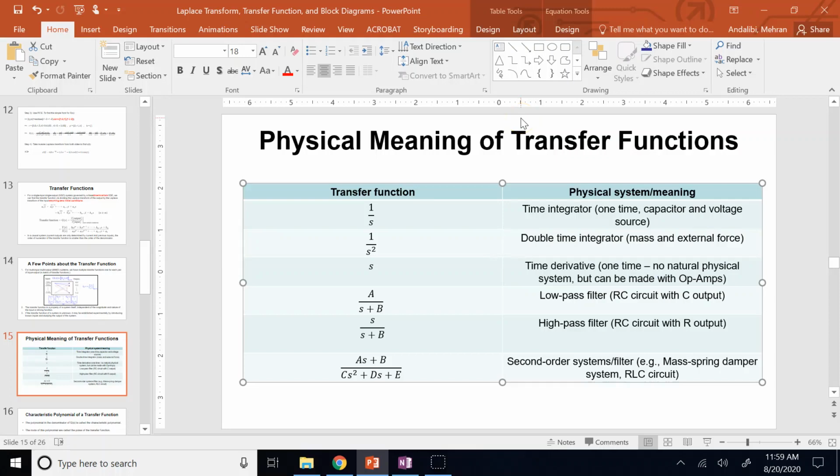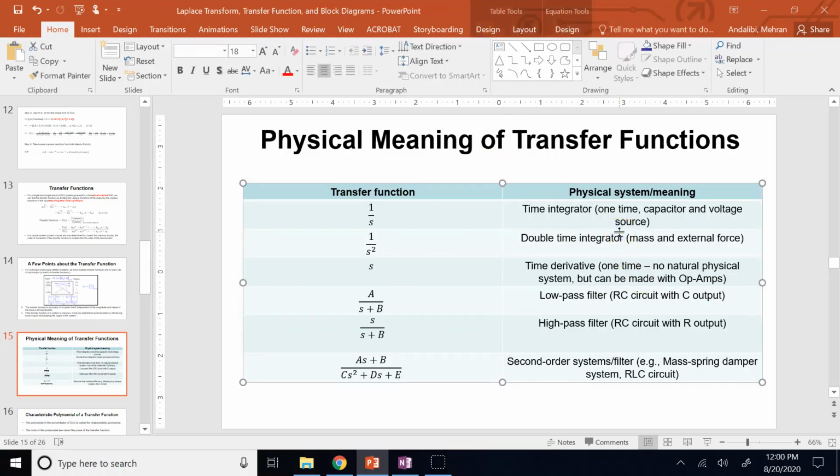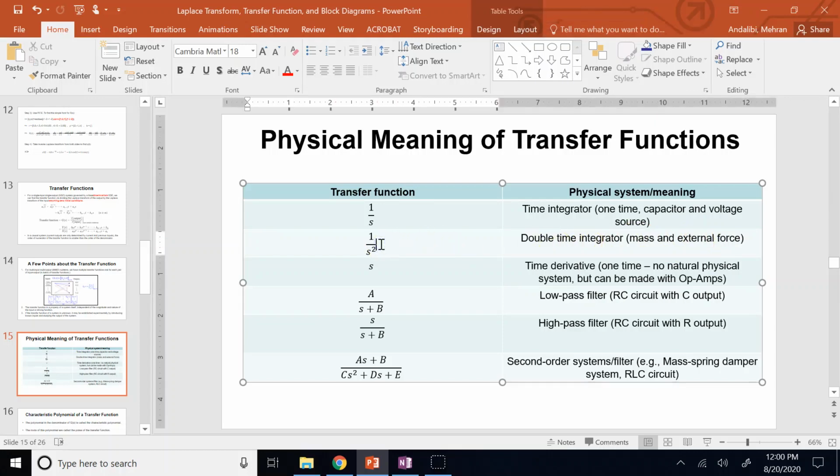Now, where can I find a low-pass or high-pass filter in real life? Which elements should I put together to make such a thing? Here I mentioned some examples, but when we get to our next chapter about modeling mechanical and electrical systems, I can show you that. Why is it that when you have a capacitor connected to a voltage source, it will integrate? If we have a mass and an external force, then the Laplace of the position of the mass over the external input force is a double time integrator.